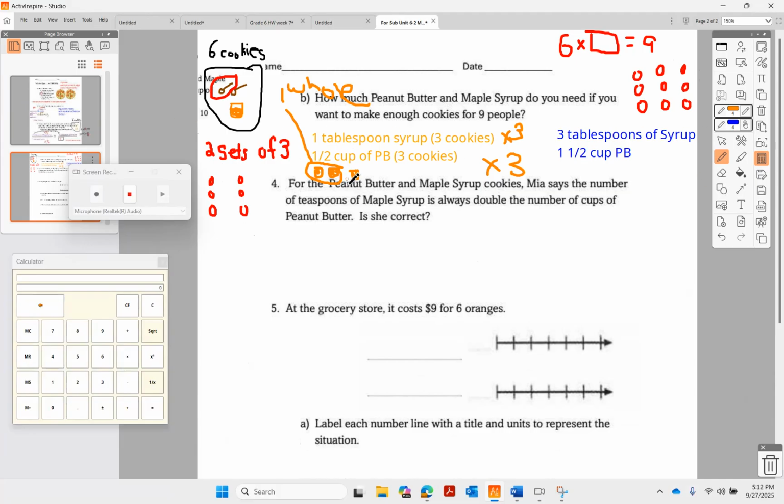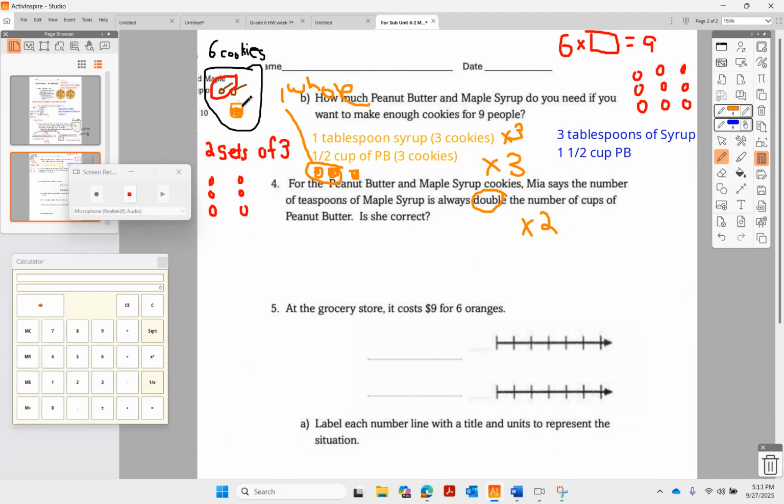For the peanut butter and maple syrup recipe, Mia says that the number of teaspoons of maple syrup is always double. So the thing is, what does double mean? Double means times 2. Okay? So 2 and 1, that's correct. If I go back to the other, okay, that is correct. We are multiplying each time twice as many cups of peanut butter.